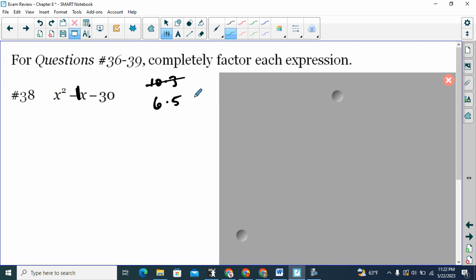Might take a little guess and check, but 6 times 5 gives us 30. And 6 minus 5 gives us 1. So there's probably our numbers, 6 and 5. I need to multiply to negative 30, which tells me one number needs to be negative. Adds up to negative 1, so the bigger number is negative. Negative 6 and positive 5. So my factors are x minus 6 and x plus 5.